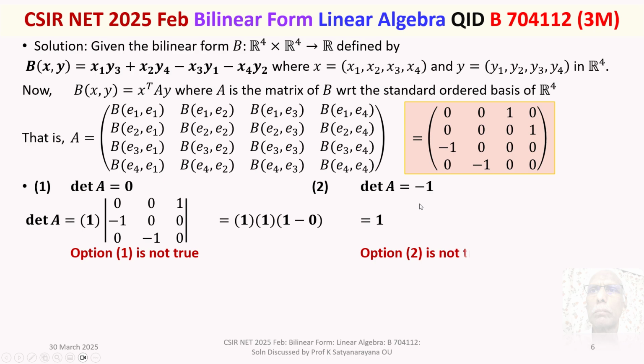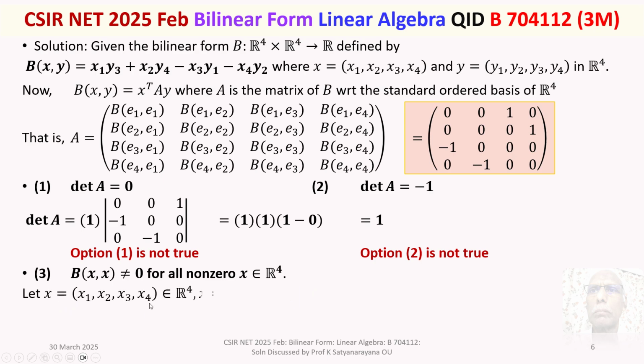Right. So let's go to the option 3. B of x comma x not equal to 0 for all non-zero x belongs to R to the power of 4. Let x is equal to x1, x2, x3, x4, the quadruple belonging to R to the power of 4. x not equal to 0 means at least one of these x1, x2, x3, x4 is non-zero. One of the components is not 0.